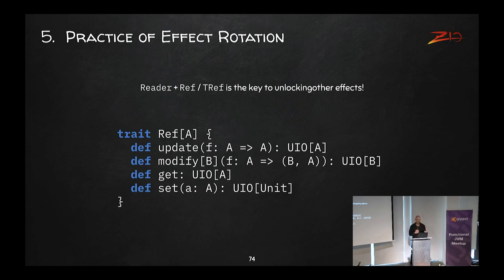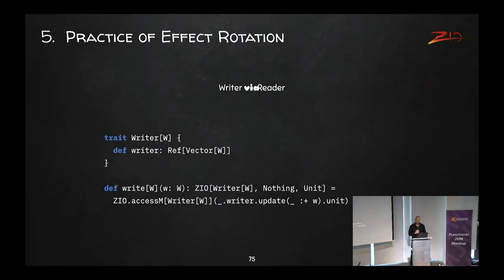And once you have a ref, it turns out that implementing writer is trivial. All you do is use your reader effect to plumb access to your log stored inside a ref. So you have a log which is stored inside a ref. It's a vector of W stored inside a ref. And then you plumb that around using your reader effect. And then you just need a single write operation that, given a W, will go ahead and append that to the log by accessing that ref through the environment.